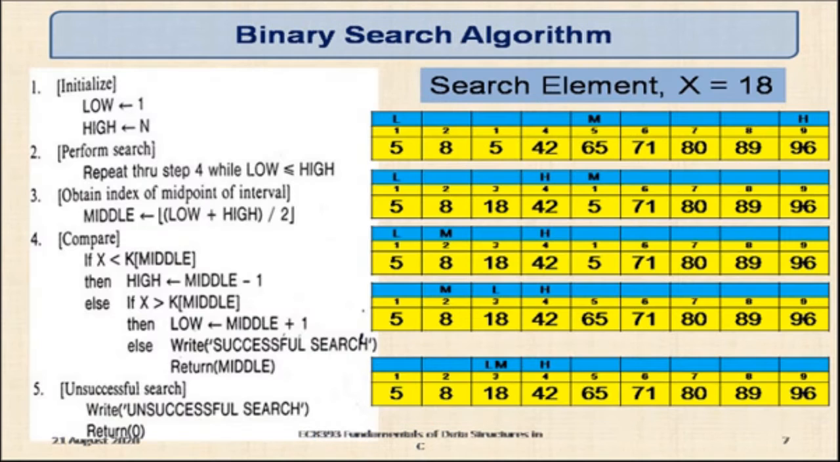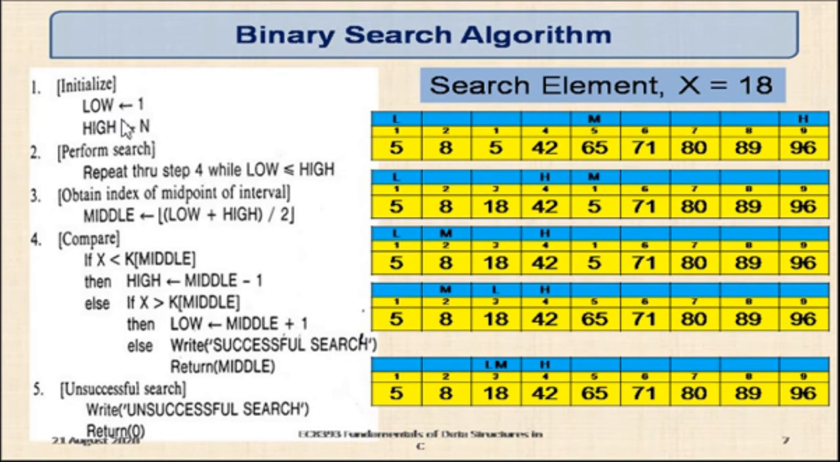Let us see the algorithm. So this is the algorithm. I have taken an example. I have taken a set of 9 elements, as you can see here, and I am searching for the value 18. Now let us go through the algorithm. Here we have the variables low, high, middle, etc. So low is written here as L, high is written here as H, middle is written as M. And X is the value which we are searching for in the list, and K is the name of the list.